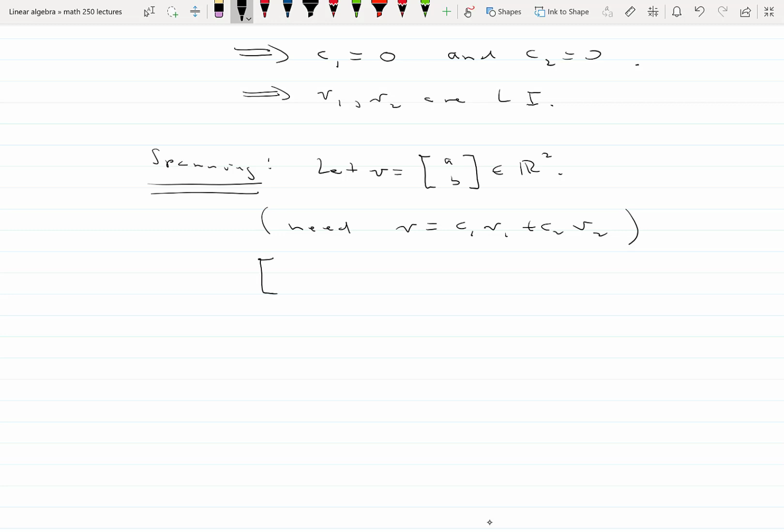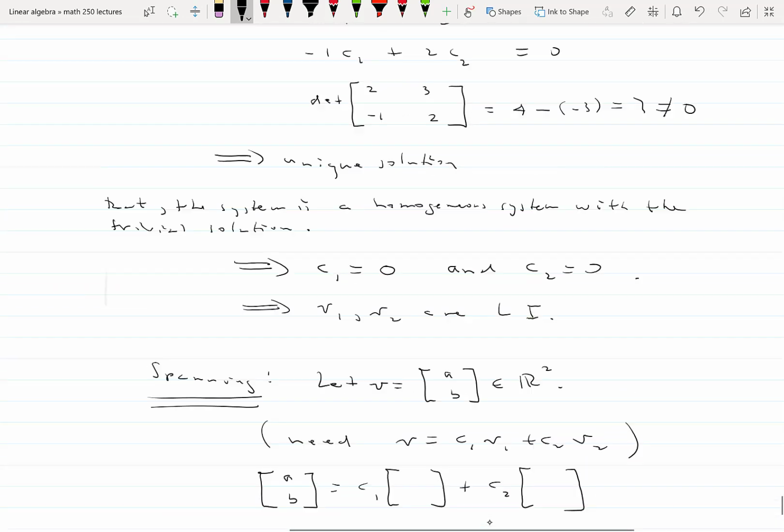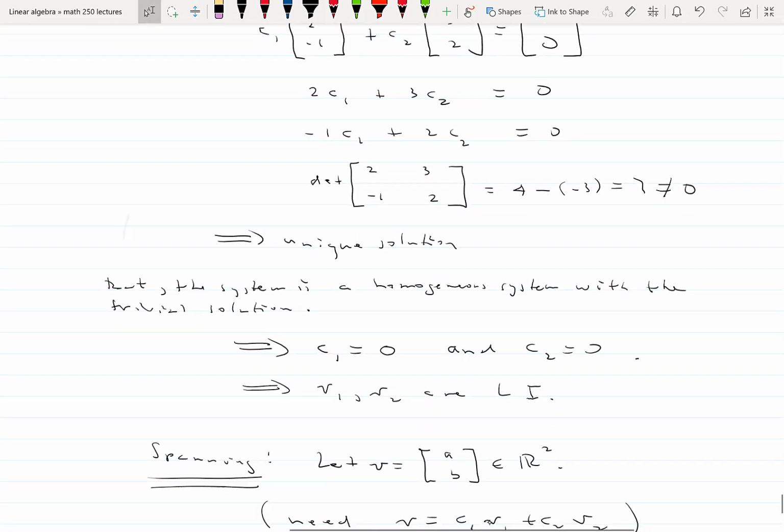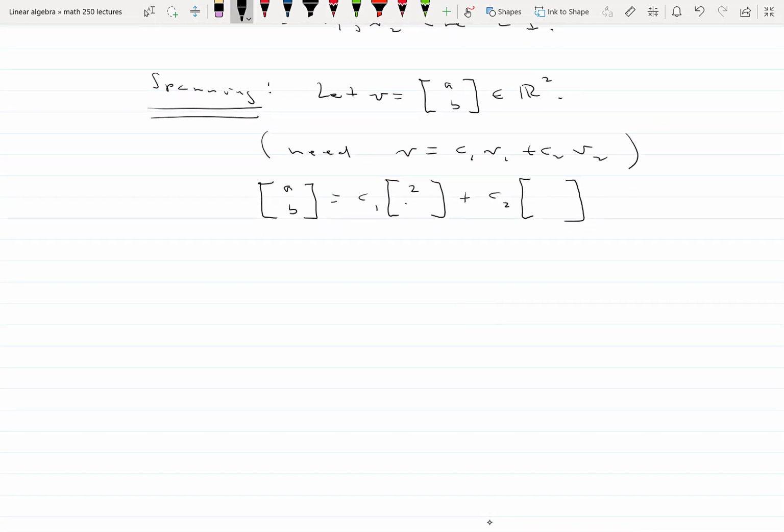That is, we need (a, b) to equal C1 times the first vector plus C2 times the second vector. We'll assume that we can take some liberties here. Assume that we can take (a, b) and write it as C1 times (2, -1) plus C2 times the other vector, (3, 2). It may not be possible to do that, but assume that we can.